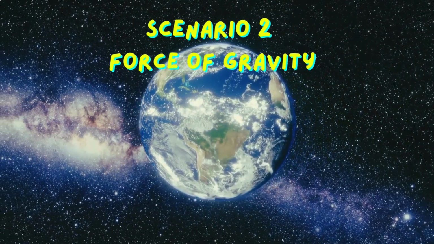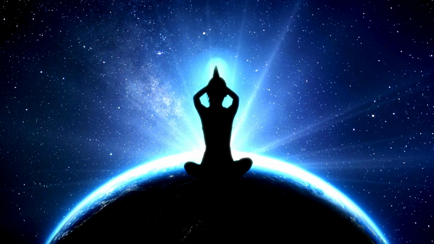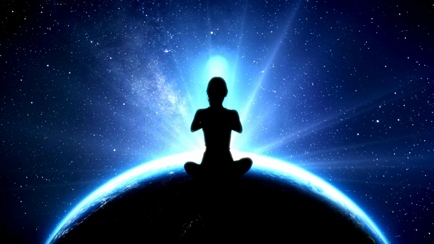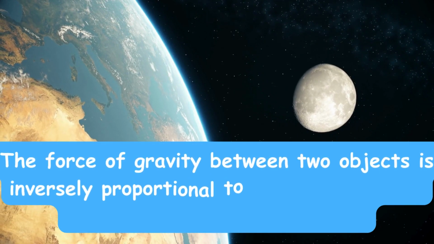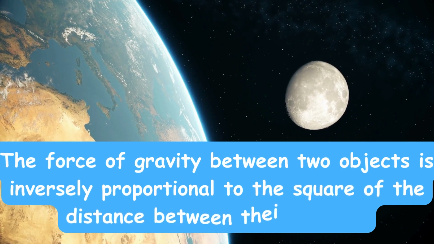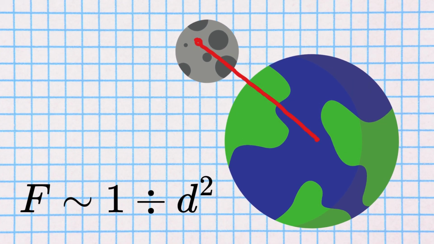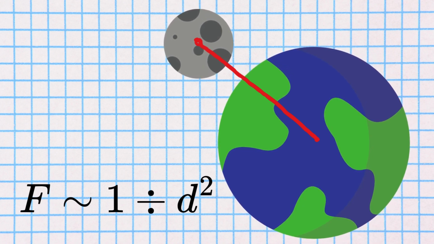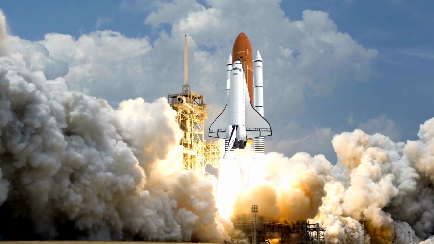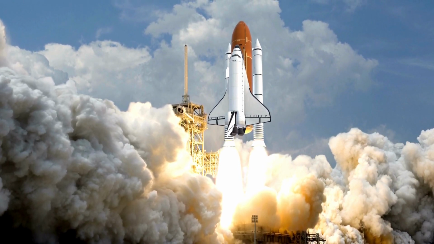Scenario 2. Gravity. Here, let us explore a force that keeps us grounded: gravity. According to the inverse square law, the force of gravity between two objects is inversely proportional to the square of the distance between their centers. Mathematically, the gravity force F is proportional to 1 over d square, where d is the distance between the centers of the two objects. This law explains why, as you move away from a massive object like the Earth, the gravitational pull weakens.